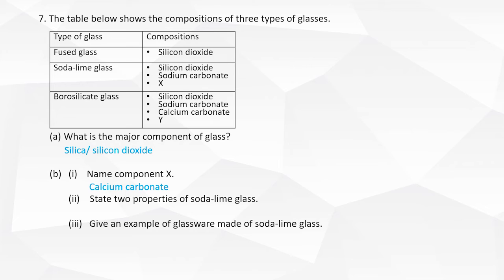Question B2 requires us to state 2 properties of soda lime glass. It has a low melting point, which is around 1000 degrees Celsius, and a high thermal expansion coefficient. The low melting point is due to the presence of sodium carbonate, which lowers the melting point of silicon dioxide.